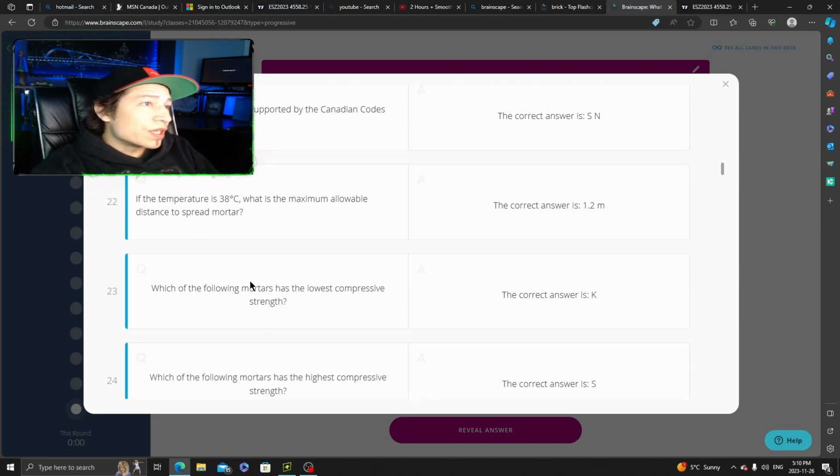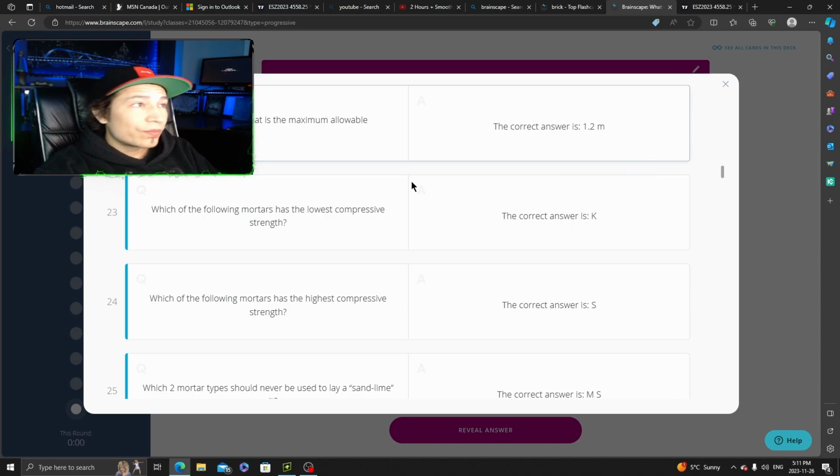If the temperature is 38 degrees Celsius, what is the maximum allowable distance to spread mortar? The correct answer is, got me again, man. 1.2 millimeters. Meters, 1.2 meters. So, if the temperature is 38 degrees Celsius, the maximum allowable distance to spread mortar is 1.2 meters.